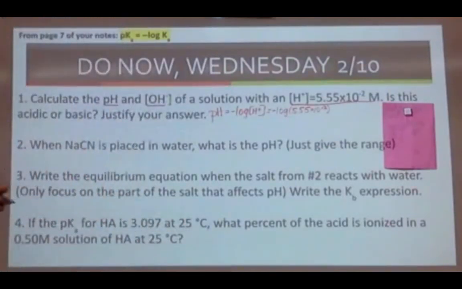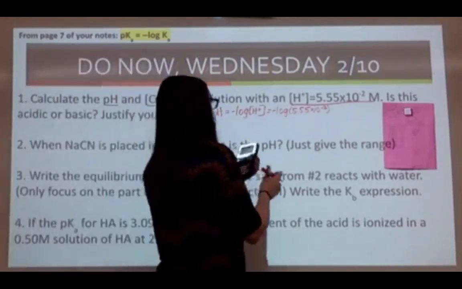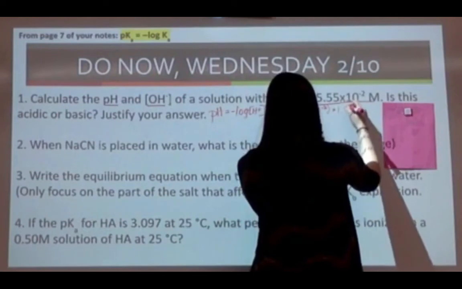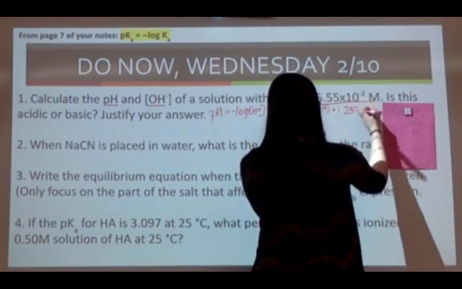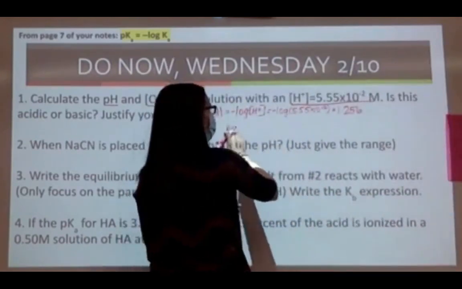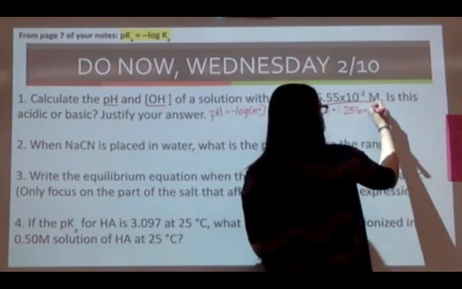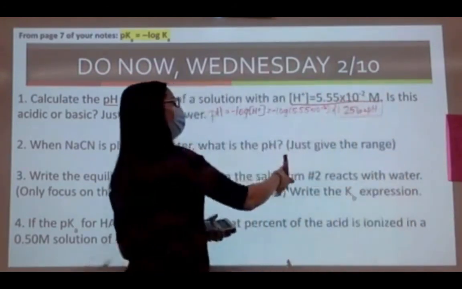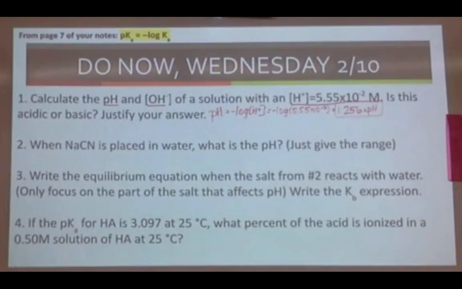So in my calculator, negative log of 5.55 e negative 2. That's 3 sig figs, so 3 decimal places, 1.256. And I know that I put pH equals all the way over here, but just to make it easier when your question is being graded, just go ahead and do equals pH. Make it easy to find, easy to figure out what it is.